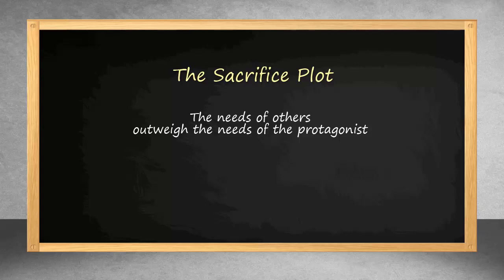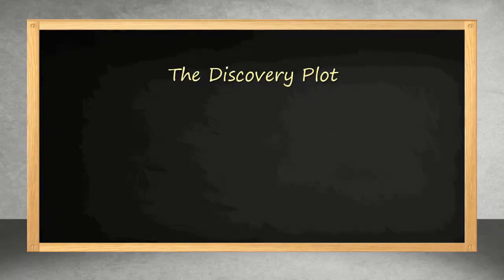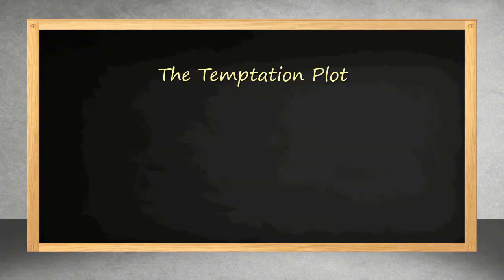There are a few more I could mention. For example, the discovery story where the main character discovers something about themselves. An example of that would be the play Death of a Salesman, in which this man realizes at the end that he never really was emotionally whole. There's also the temptation plot, where the main character is tempted to do something wrong or immoral. Of course, the story of Adam and Eve in the Garden of Eden is a good example of that.